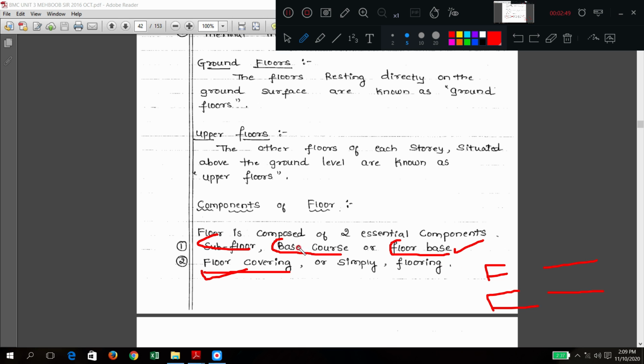You should easily remember this one. So don't get confused by all these things, base course, subfloor, simply floor. You remember only two components. The names of the two components are: one is the floor base which is at the bottom, above that you have the floor cover. That's all. Very simple.